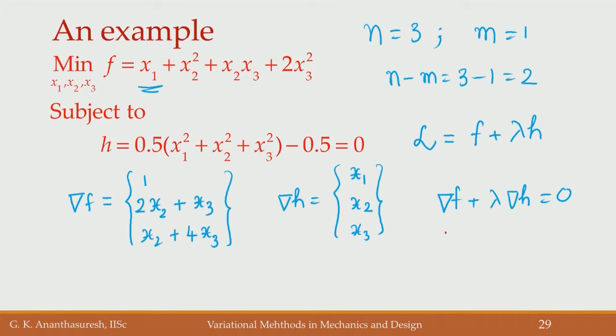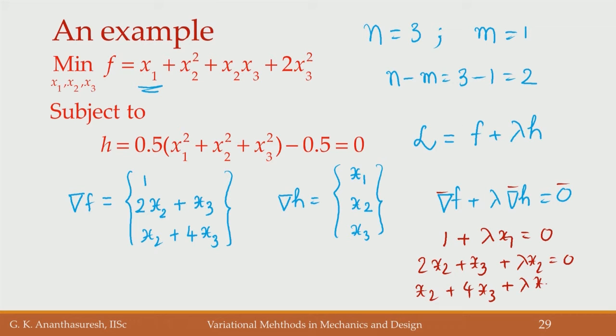So, I say 1 plus lambda x 1 equal to 0, and all these are gradient, and we have 3 equations there, that is why we put it bar. Then 2 x 2 plus x 3 plus lambda x 2 equal to 0, and then I have x 2 plus 4 x 3 plus lambda x 3 equal to 0. So, that is what we get.